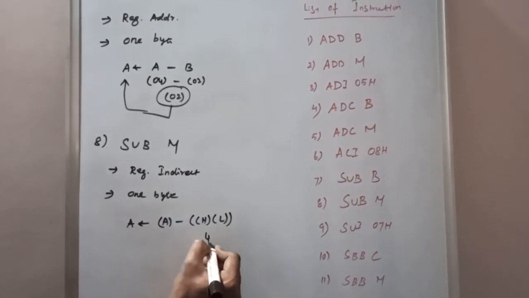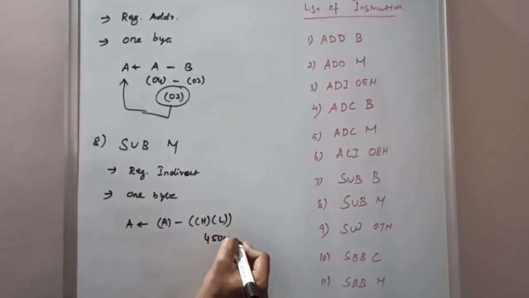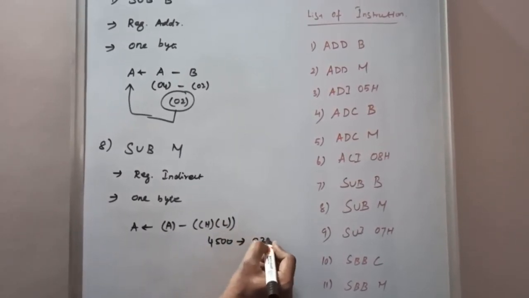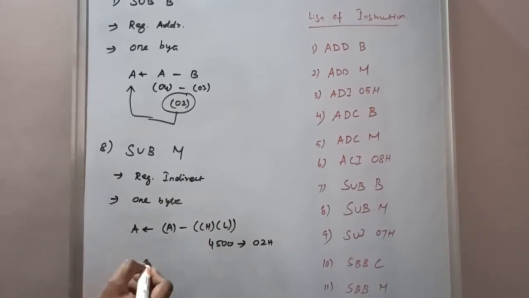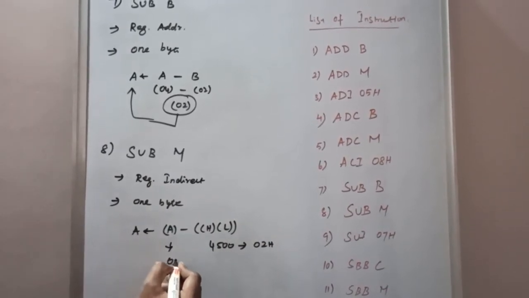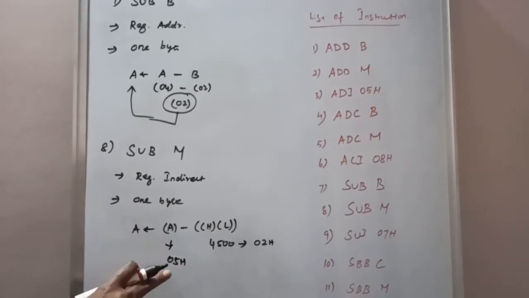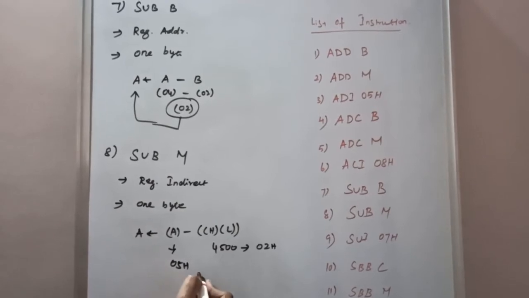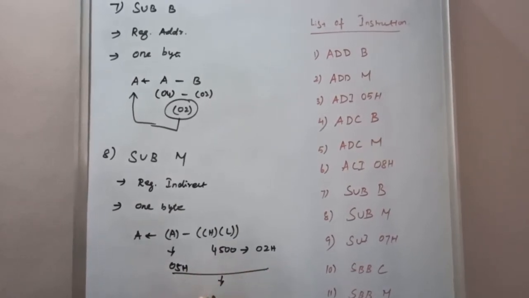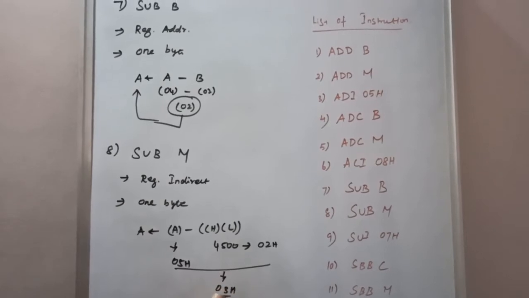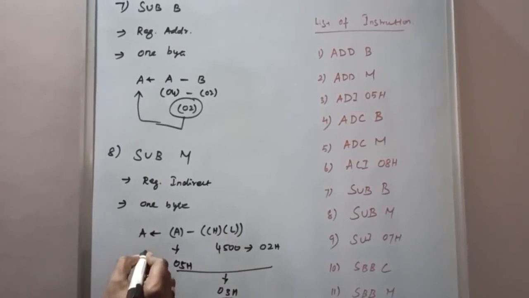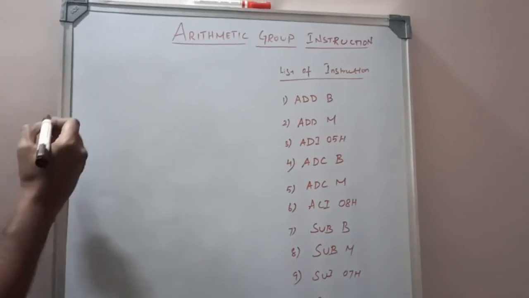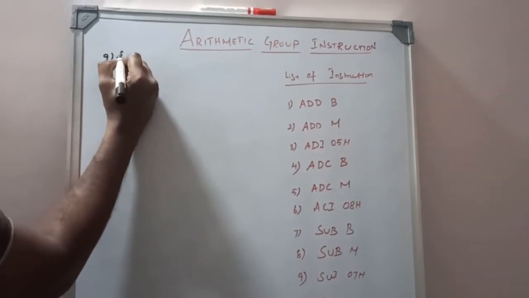The HL register holds the memory location 4500. This location holds 8-bit data, so the data is 02H, and the accumulator value is 05H. We just subtract the HL memory content from the accumulator content. The difference is 03H, so this value is loaded to the accumulator.